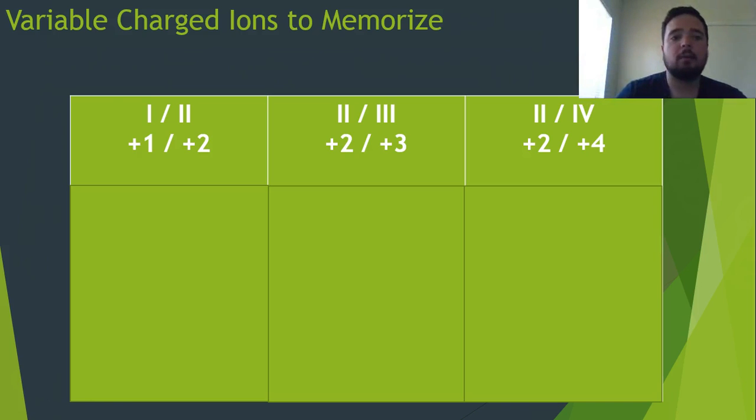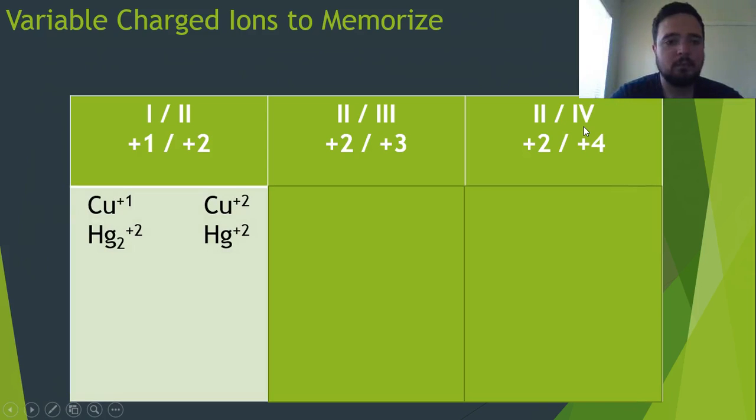One is for the Roman numerals 1 or 2, where they're +1 and +2 charges that these elements can have. And then you have 2 and 3 for the +2 and +3 charges, and then the 2 and 4 for the +2 and +4 charges. So the ones that have +1 and +2 charges are copper and mercury.